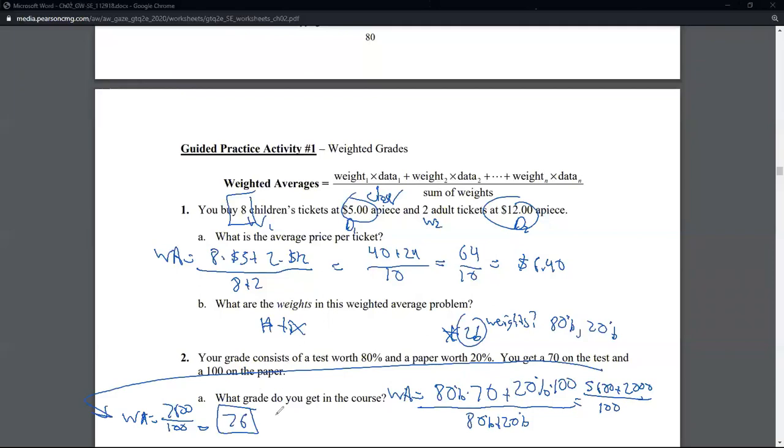Does that make sense? Well, again, with only two categories, we can definitely confirm if it makes sense or not. Because the test is worth so much more, our grade should lean closer to the test grade. 70 on the test, 100 on the paper. It would be awesome if they were worth the same and we got an 85, but no, the test is worth way more, so the grade is going to be a lot closer to the 70 than the 100, and 76 is definitely closer to 70 than 100. So yes, it makes sense.